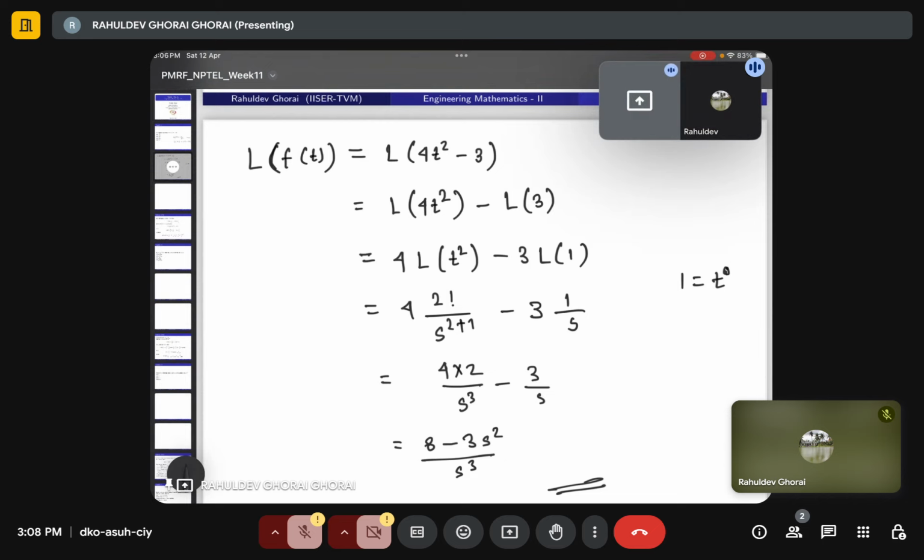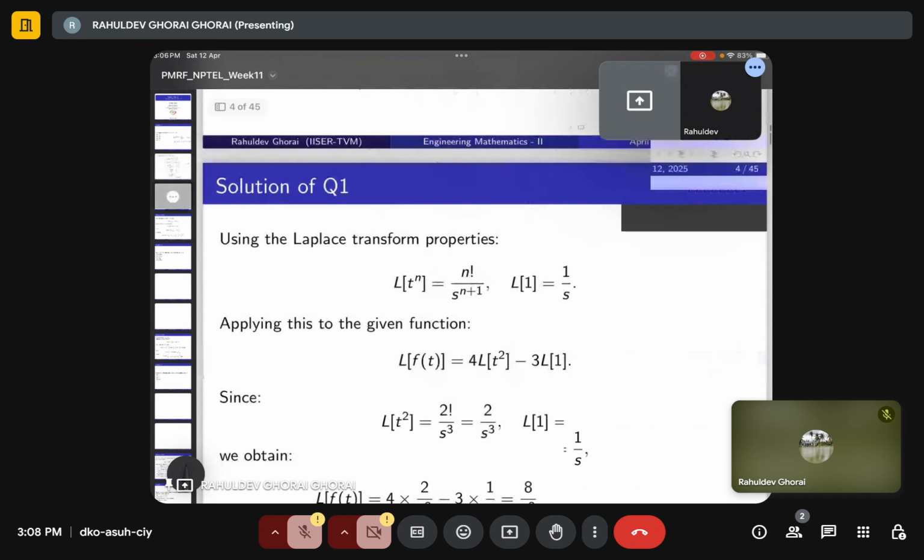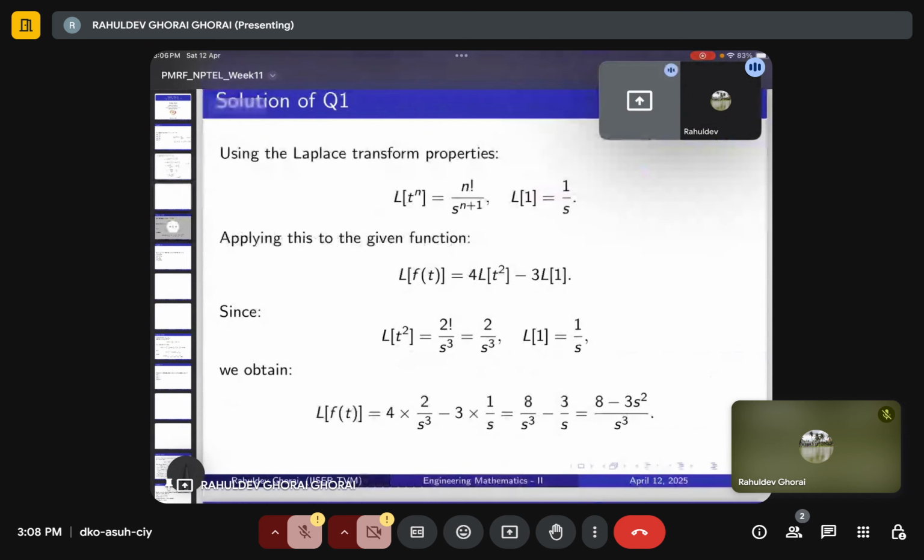So this is how we should do that. You have 4t square minus 3, but as Laplace transformation has the additivity property, it will just split as L of 4t square minus L of 3, and then do the usual calculation to get this one. The answer is also given in the same way, over s cube.